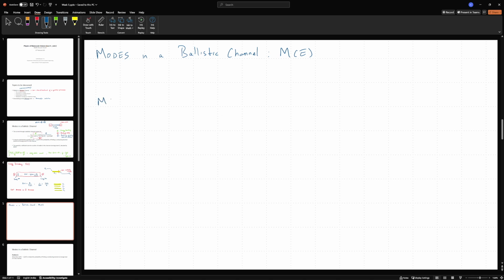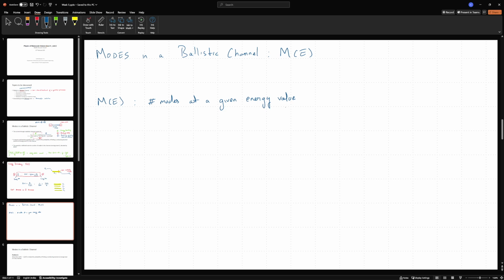So let me be more clear. M of E is the number of modes at a given energy value. Now, just a brief comment here. Whenever we write functions such as tau of E or M of E, I am treating the energy there as a scalar. It's just a number.